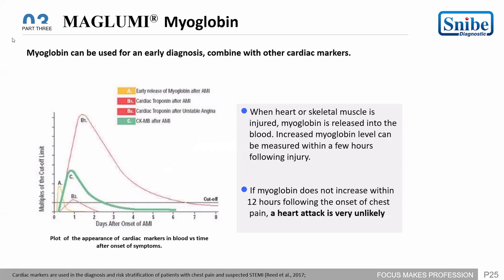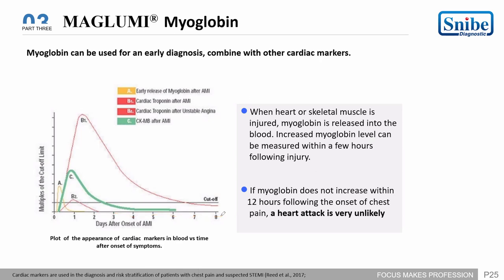So if we talk about the myoglobin, which is used for the early diagnosis as combined with the cardiac markers. So if we talk about the day after the onset of acute myocardial infarction, so this is a 0 day, this is a few hours, and this is day 1, day 2, day 3, day 4, day 5, day 6, day 7, and day 8.